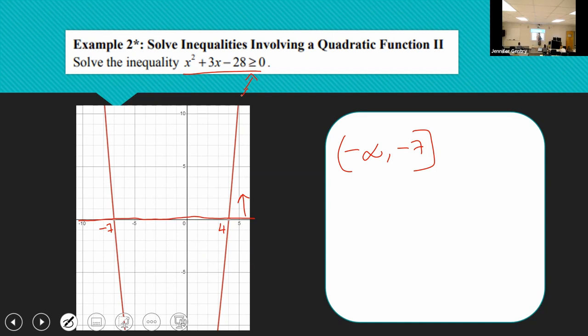Where else? 4 to positive infinity. Yes, Matt. What do I have around them? Square and round brackets. You were close, Henry, but you don't put infinity first. Infinity always goes where it belongs. So negative infinity is always on the left, and positive infinity is always on the right-most. Okay?